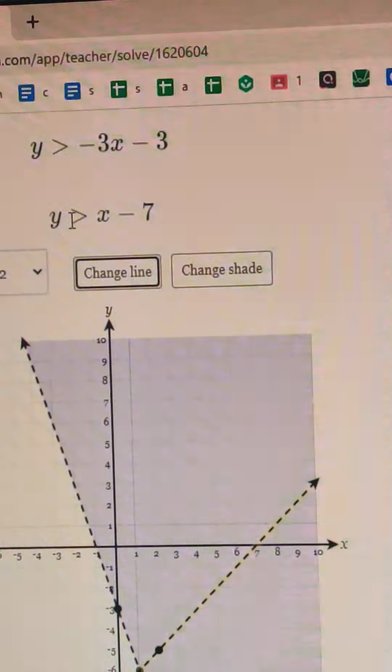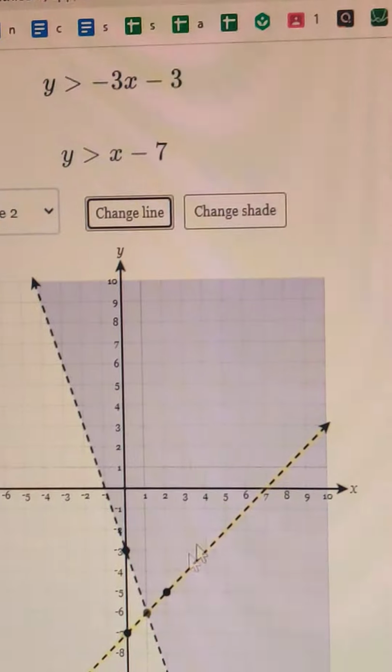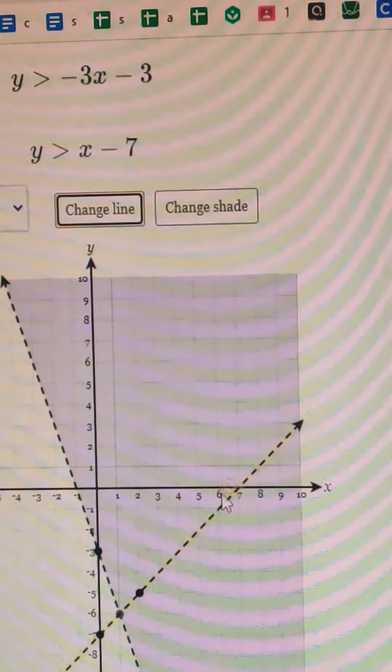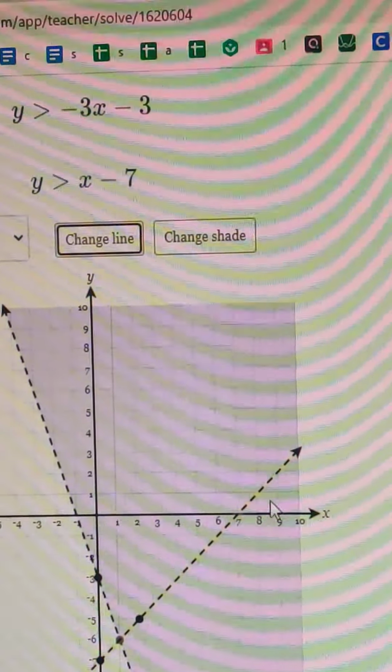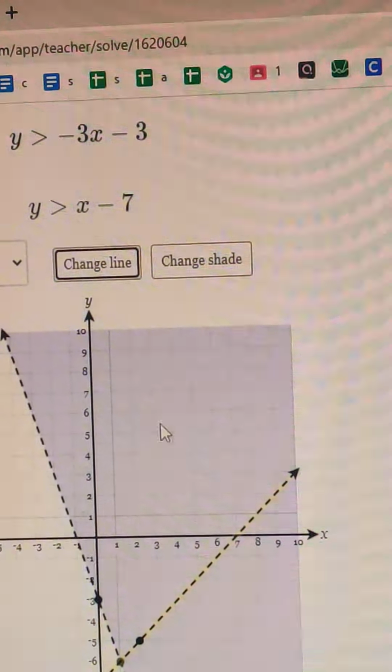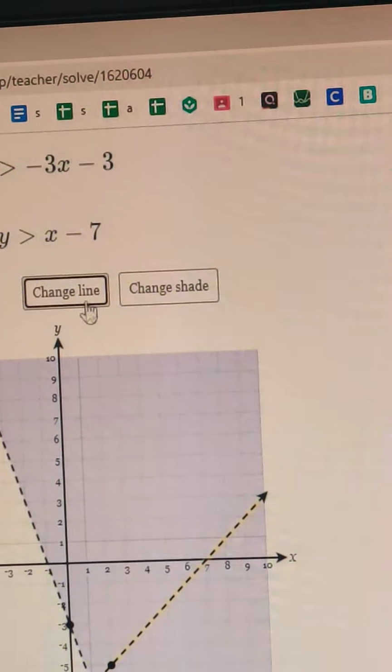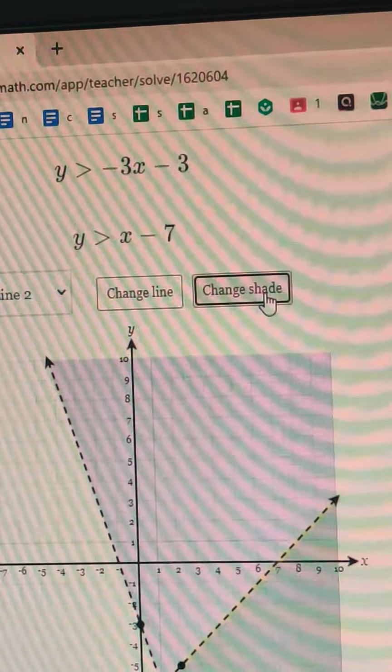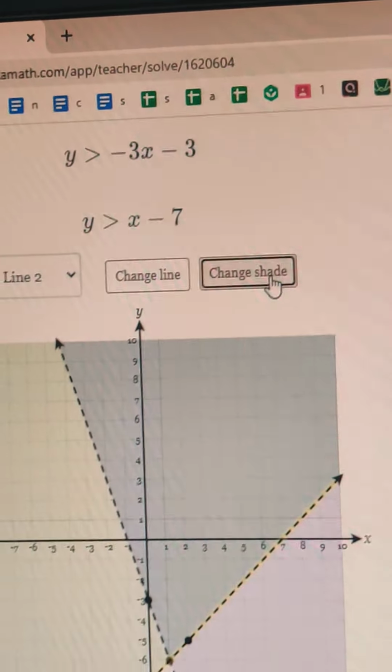They're both also greater than. So for this active yellow line, we want it to be above that line because it's greater than. The arrow's pointing to the right. So that's all this stuff over here. That's where we're looking for it to shade. So change the shade, there, okay?